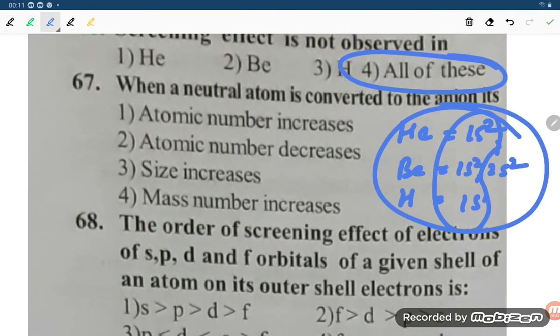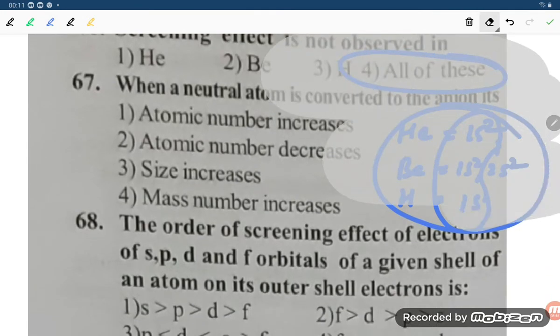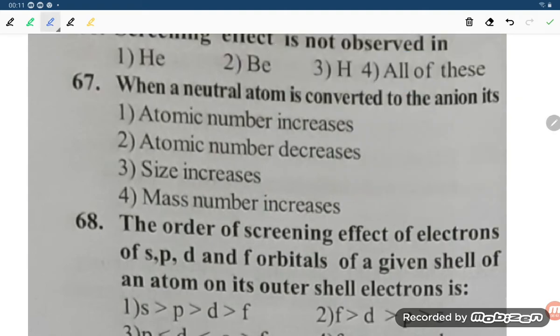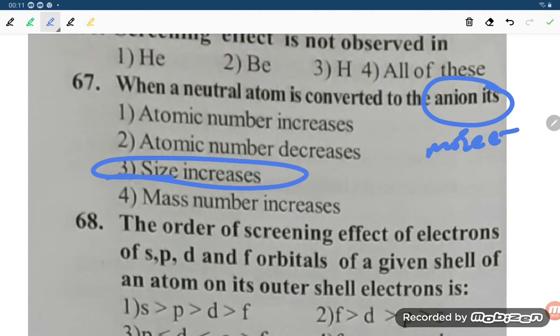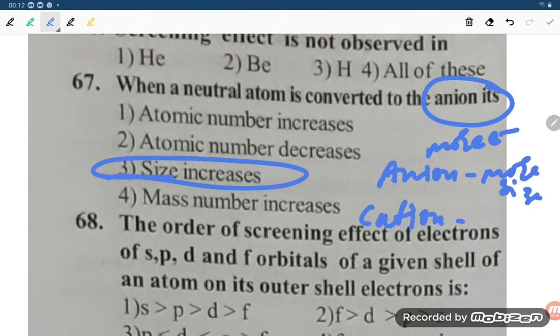Next question, student, question number 67. Let us try to solve it out. When a neutral atom is converted to an anion, anion means more electrons, which means less attractive force, so the size will increase. So option number 3 is correct, student. Anion means more size. And cation, student, is less size.